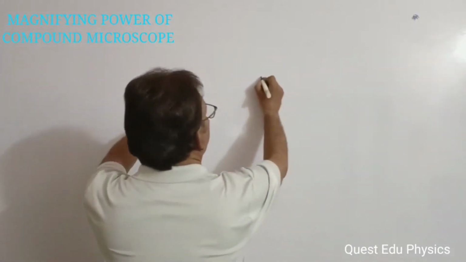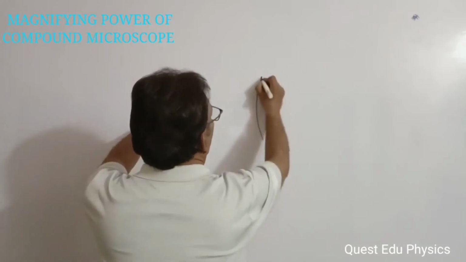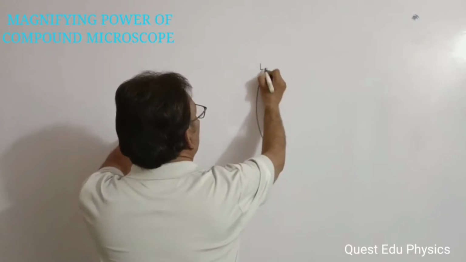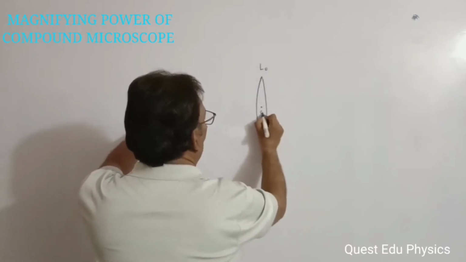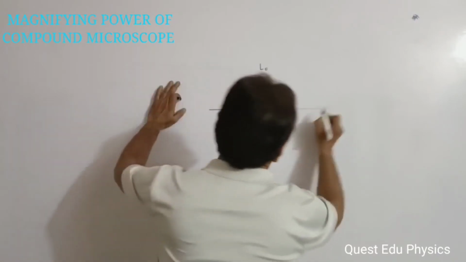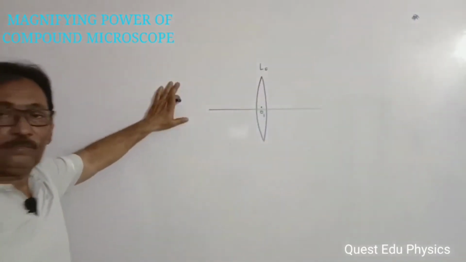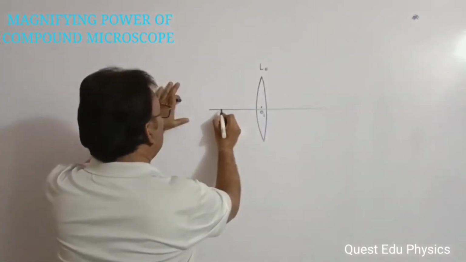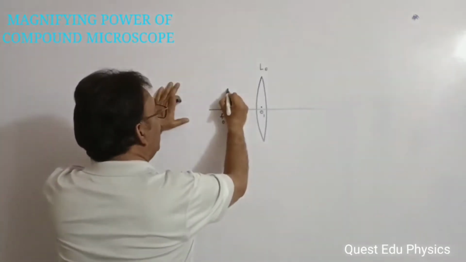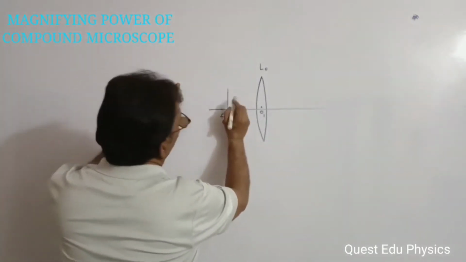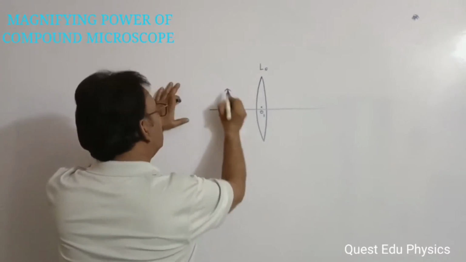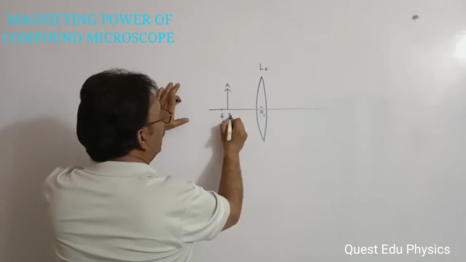So this is the objective lens and we are locating the optic center here and calling it O1, and it is the principal axis, students. And it is the focal length of this objective and I am taking an object. It is an extended object, students. It is AB.